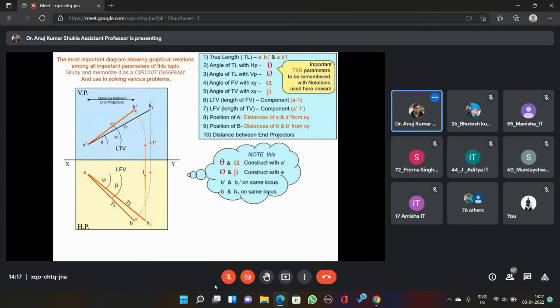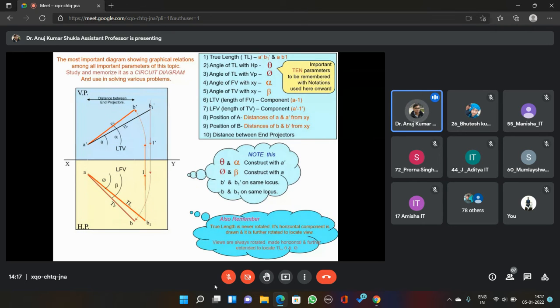Next, also remember, true length is never rotated. Its horizontal component is drawn and it is further rotated to locate the view. Simple. Views are always rotated, made horizontal and further extended to locate true length, theta and phi. Theta and phi are related to the top and front view. Okay.